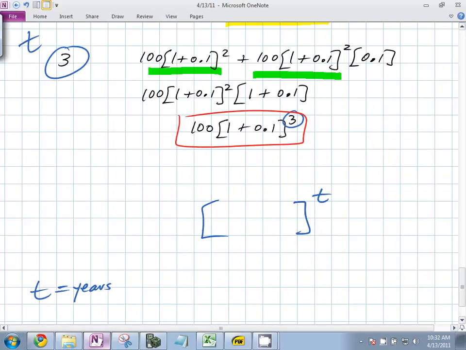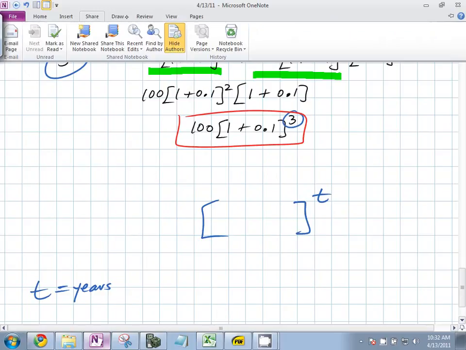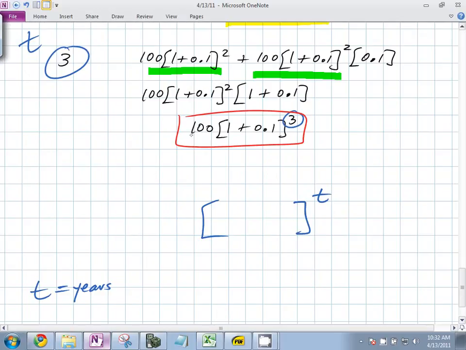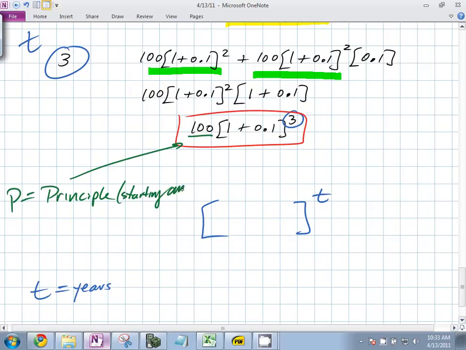What does that 100 represent? Ah, you got it. Someone said it right there. The original value, the original amount of money. That's called the principal. So that's P. It's the starting amount. So where does that go? Right in front. What's that 0.1? What does this represent? This is the interest rate.